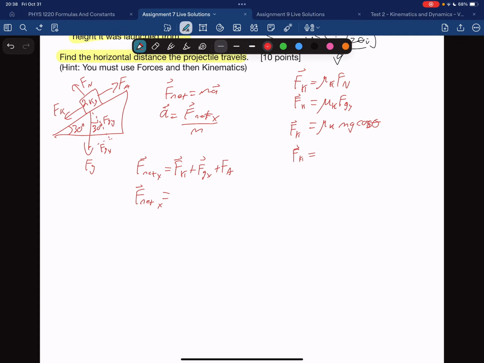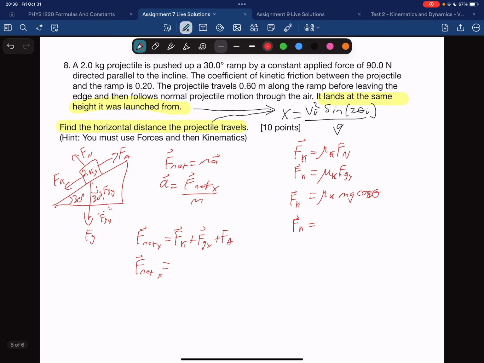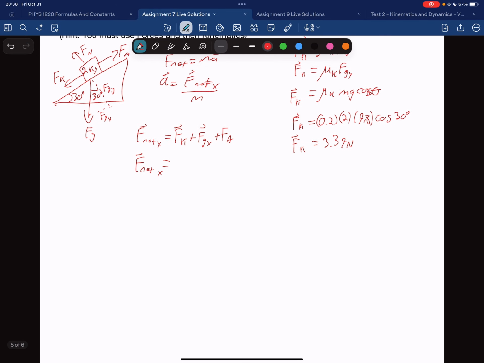Subbing in numbers, what is our coefficient? 0.2. That's what it was. So 0.2 times 2 times 9.8 times cosine of 30 degrees. And our Fk is equal to 3.39 newtons. That was the big one there.